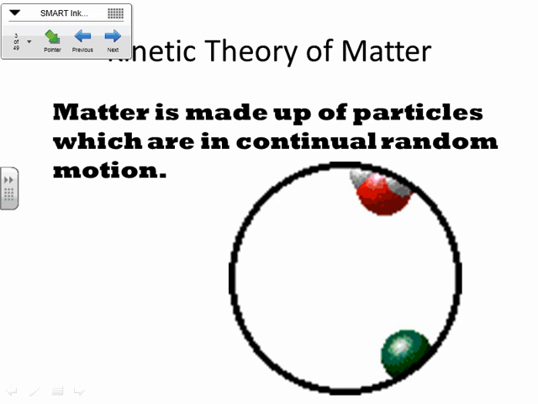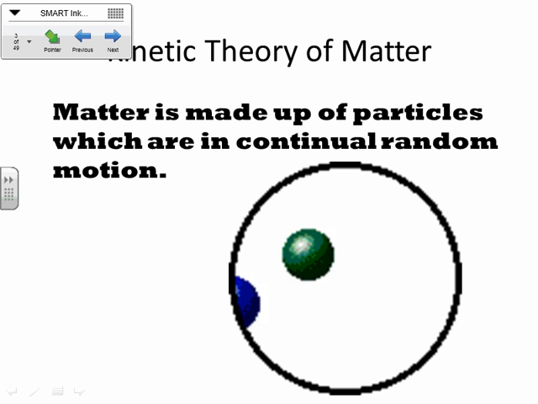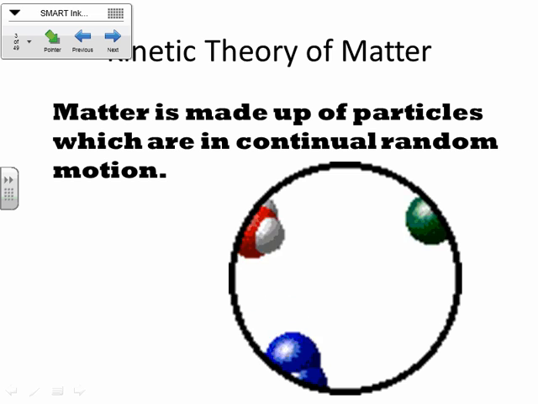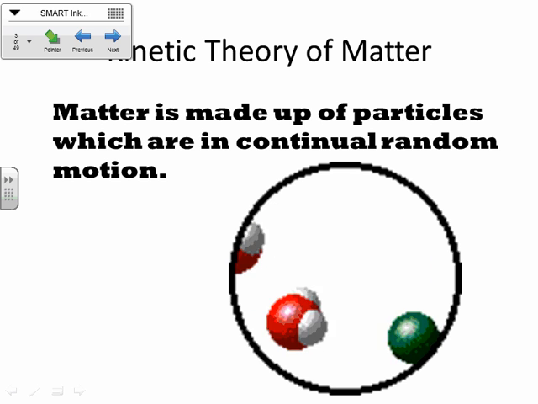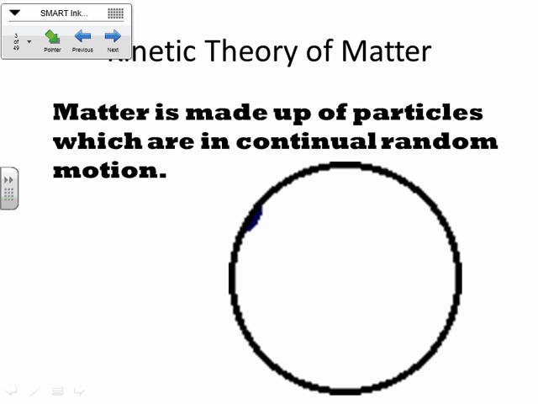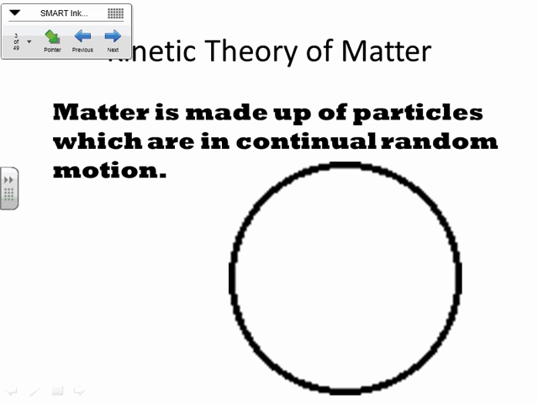So the kinetic theory of matter basically says that matter is made up of particles which are in continual random motion. Any guess what sorts of particles we're looking at right now? Yeah, those are gas particles. They're very spread out. They're moving fairly quickly, very randomly. But the kinetic theory of matter says that all particles do this to some extent. Even the particles in this table are moving a little bit. Not much. They're just kind of vibrating back and forth. But they are moving.